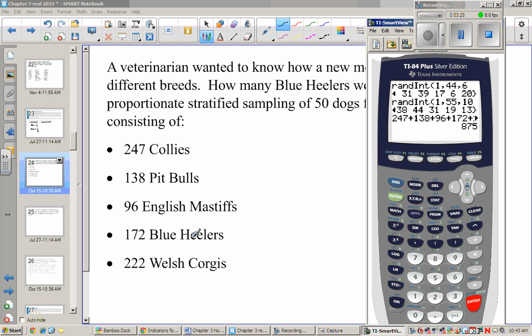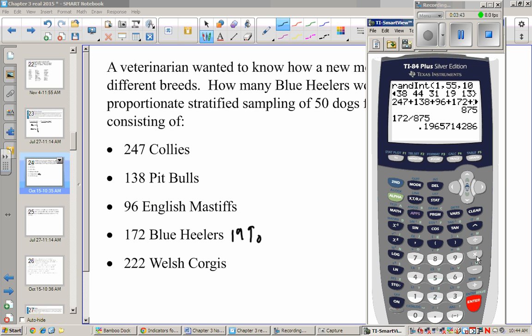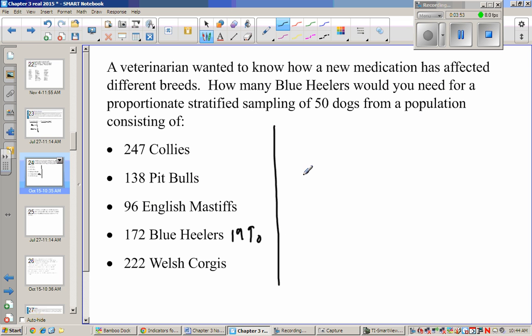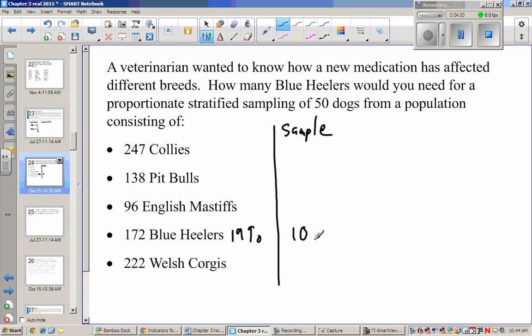So we just want to know how many blue healers there are. If I take 172 divided by 875, we'll see that about 19.6 percent or so are blue healers. So we take this 19.6 percent and multiply it by our sample, which would be 50. So we would expect to sample about 10, because that was 9.8. So roughly about 10 blue healers we would use in our sample of 50.